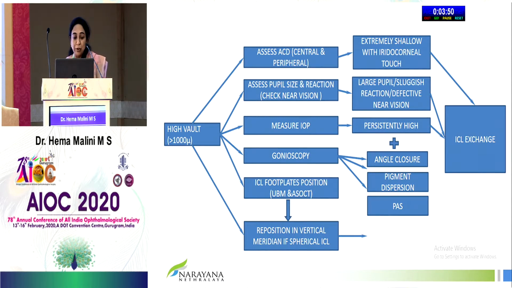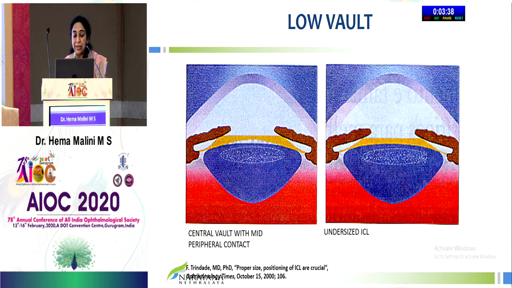Look for the ICL footplate position either on the UBM or AIOCT, and if it's mal-positioned, you can always reposition it in the vertical meridian, but this works only for a spherical ICL. Despite this, if it is still high, then you need to plan for an ICL exchange.